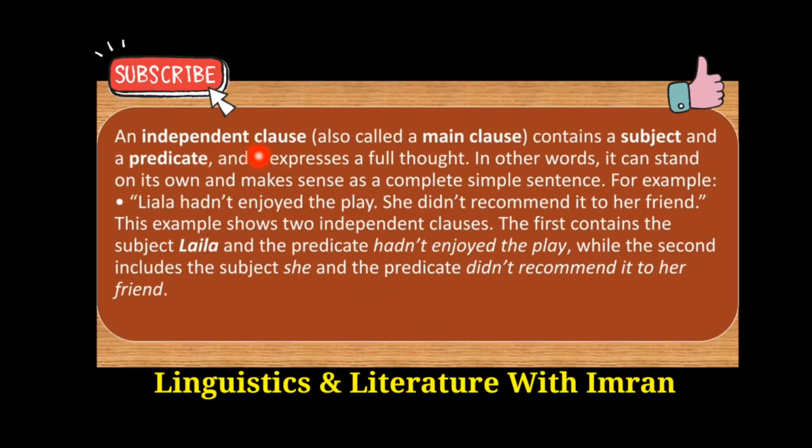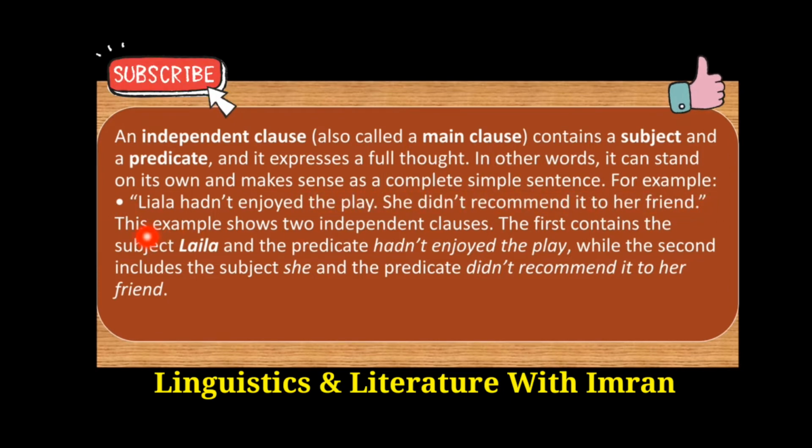An independent clause, which is also called a main clause, contains a subject and a predicate. So an independent clause can stand alone as a sentence and it expresses a full thought. So what is an independent clause? An independent clause can stand alone as a sentence and it expresses a full thought. In other words, it can stand on its own and make sense as a complete simple sentence.